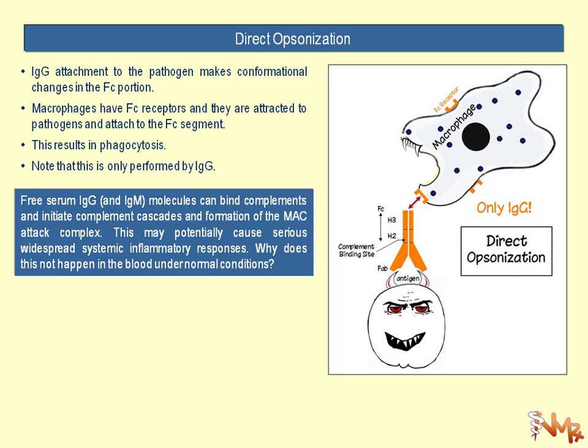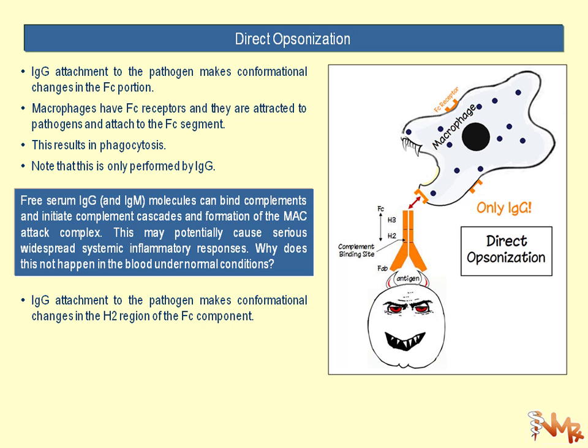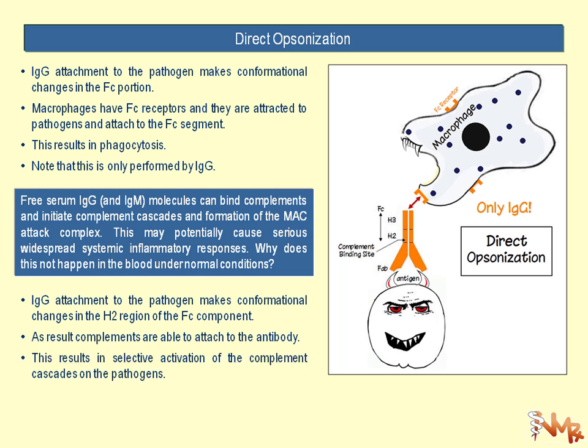The answer is that the IgG attachment to the pathogens is the phenomenon that makes conformational changes in the H2 region of the Fc component. As a result, complements are able to attach to the H2 position of the antibody. This results in selective activation of the complement cascade on the pathogens that are attached to the antibodies.